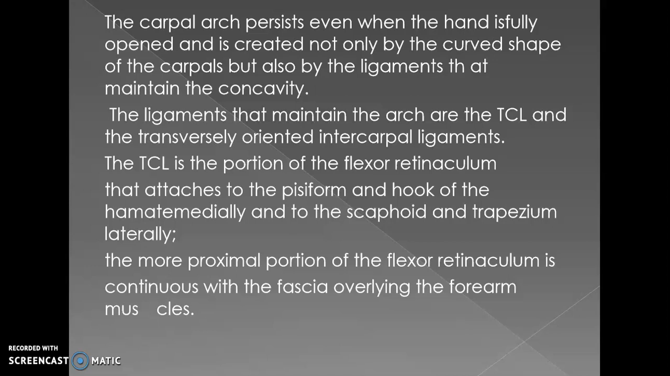So the whole carpal row is attached by the flexor retinaculum, and the transverse carpal ligament also forms part of the flexor retinaculum. The more proximal portion of the flexor retinaculum is continuous with the fascia overlying the forearm muscles, which also has an attachment with the palmaris longus muscle that we already discussed. When we studied that, if you remember, it is also present there.